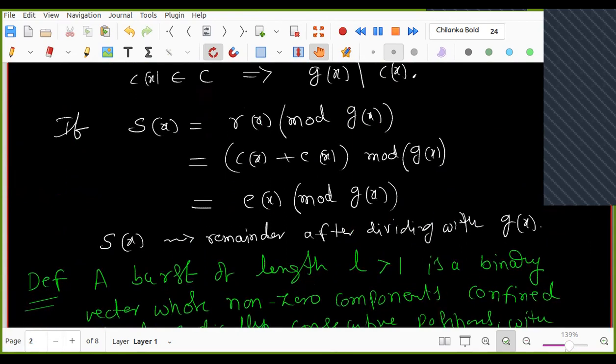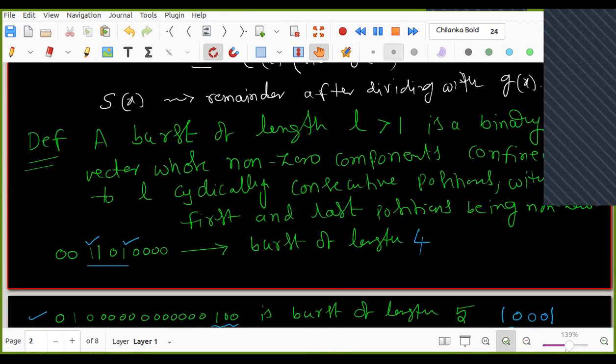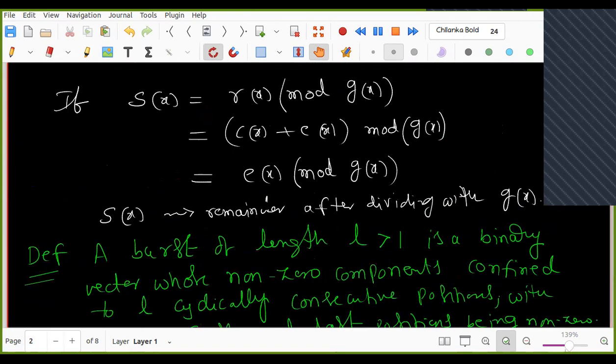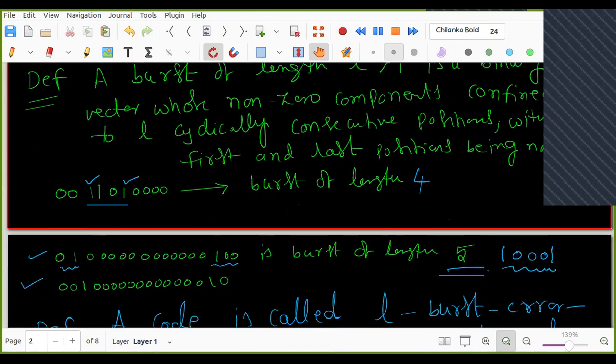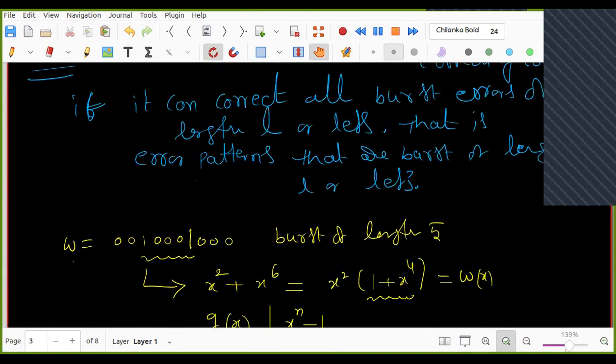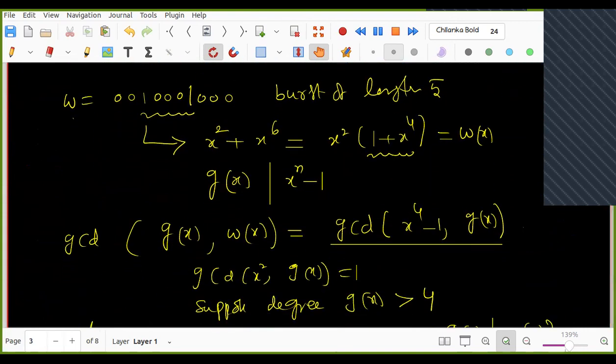So what? Okay, I'll come to that. So now we can detect whenever the degree is less than the degree of g of x. Also, g of x cannot divide. Okay, it cannot be 1. It cannot be g of x. It cannot be g of x, right?